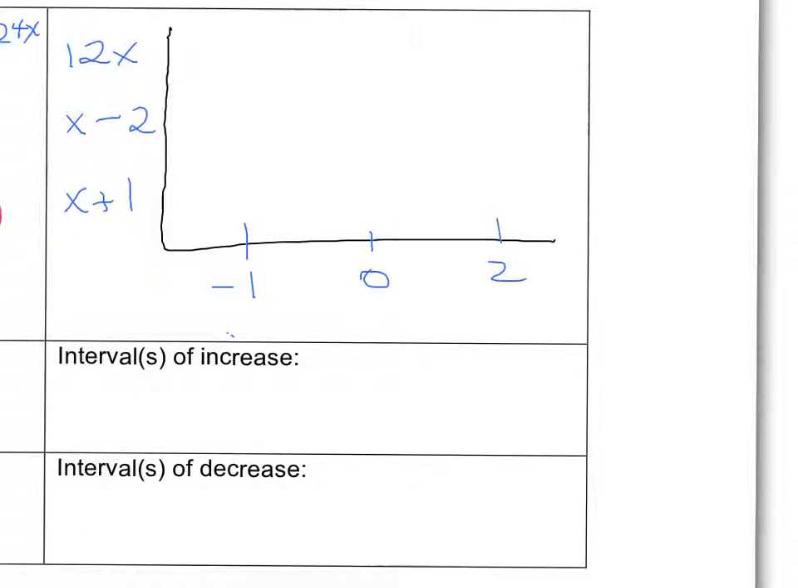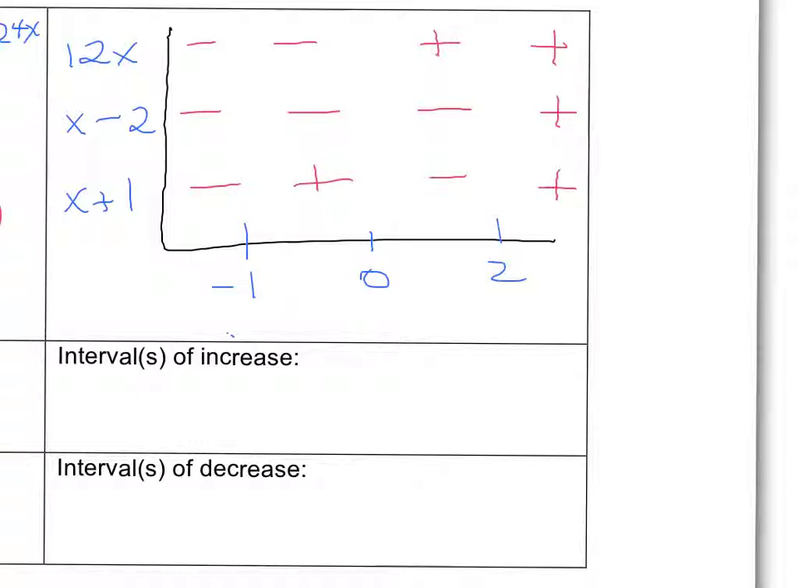I'm going to pick a number less than -1. I'm going to pick a number between -1 and 0. I'm going to pick a number between 0 and 2. And I'm going to pick a number between 2 and infinity, so bigger than 2. And fill out that diagram. Once I do that, I'm going to work down.